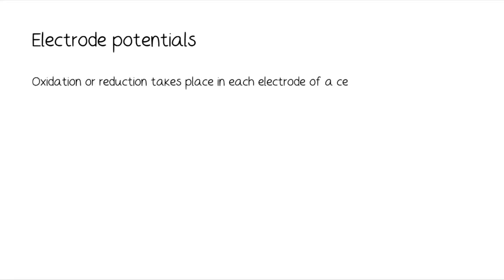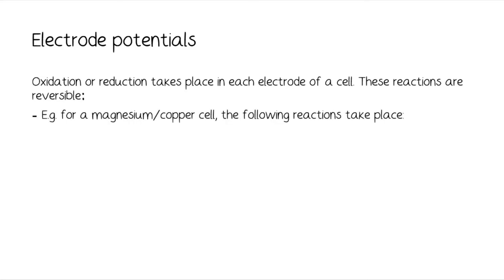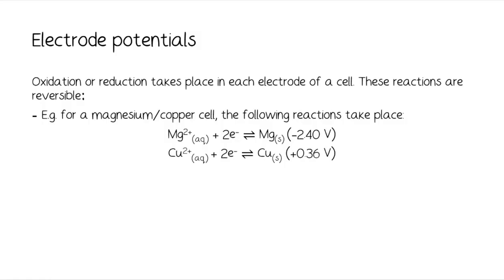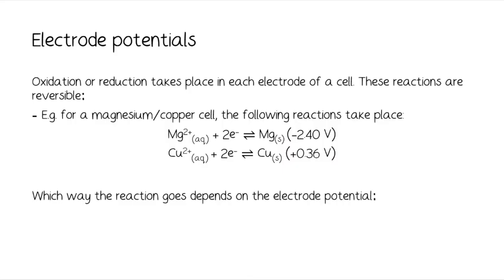So let's talk about what electrode potentials actually are and their relevance. Oxidation and reduction take place in each electrode of a cell, and these reactions are actually reversible. If we take a magnesium copper cell, the following reactions happen. You've got magnesium ions being reduced into solid magnesium, and copper ions being reduced into solid copper. You can see they've given us some voltages here. These are the electrode potentials.